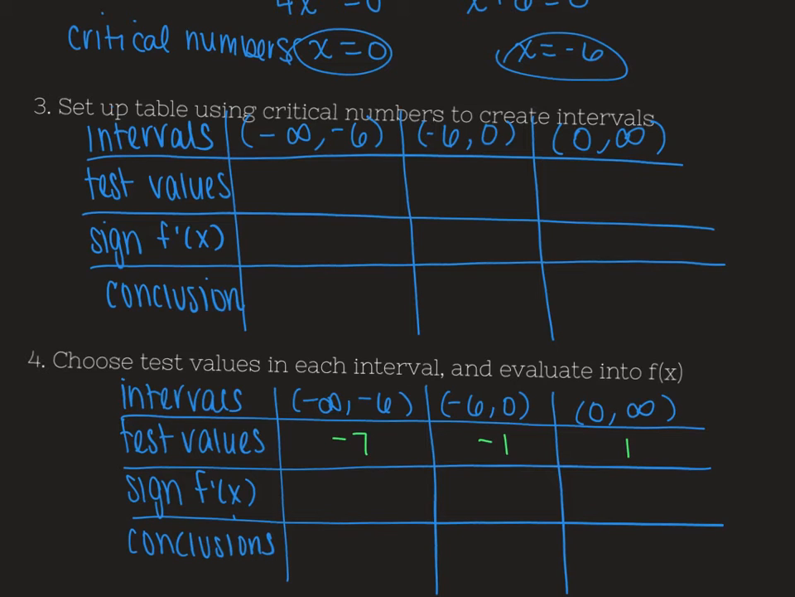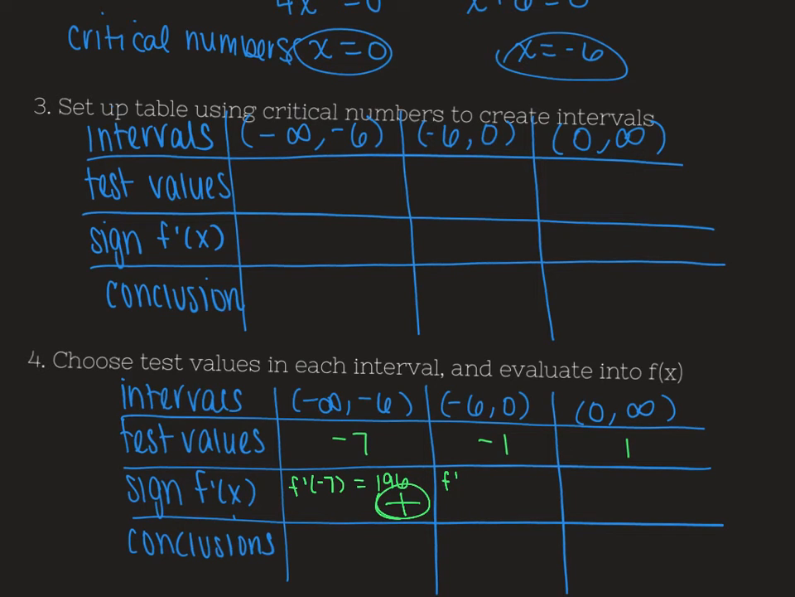All right, so once we have all of our test values picked, what we're going to do is take these values and plug them into our f prime. So you're going to find f prime of negative 7. You plug it in, and you're going to get a value. For instance, this value is 196. I don't really care about the value. You care about the sign. So you care that it's positive.